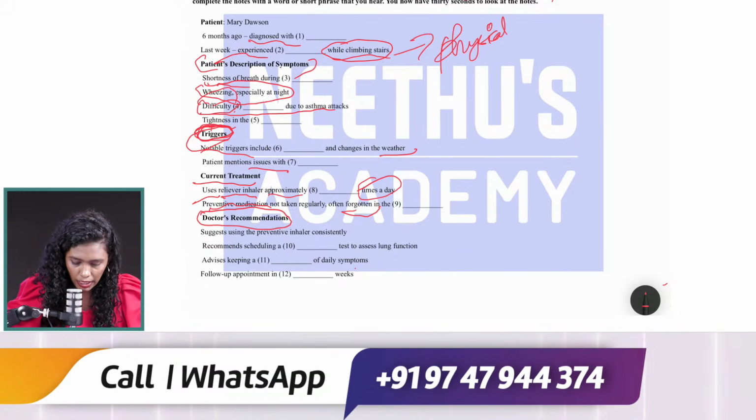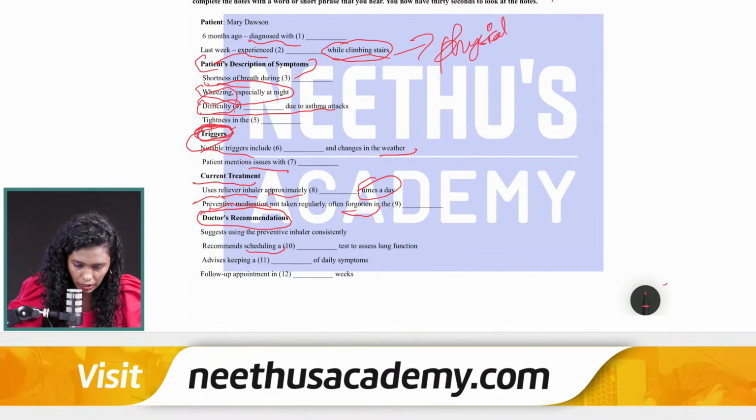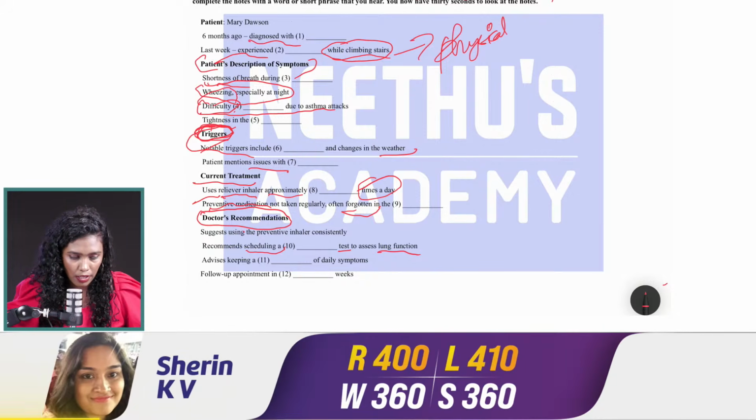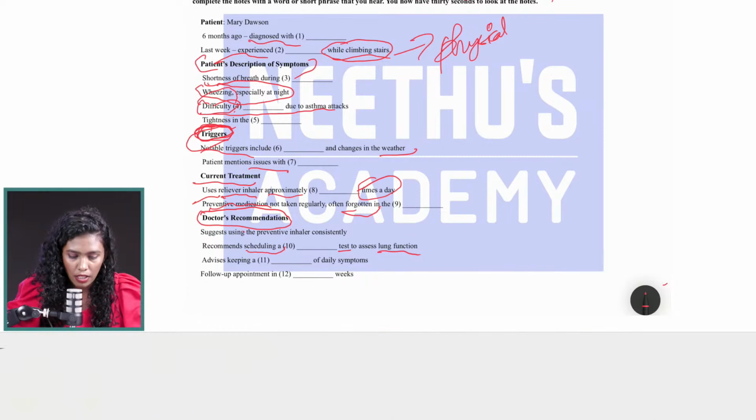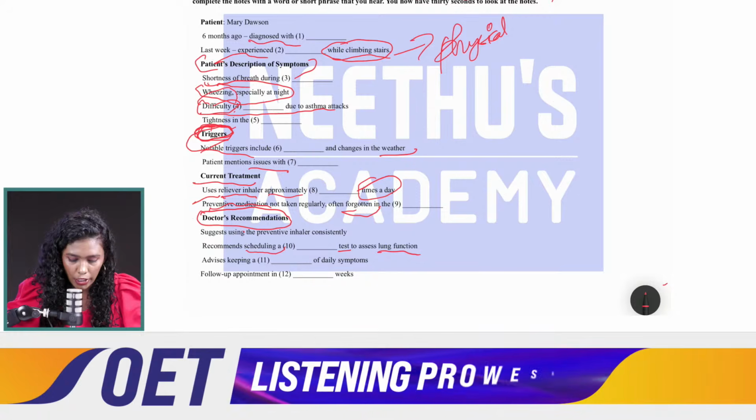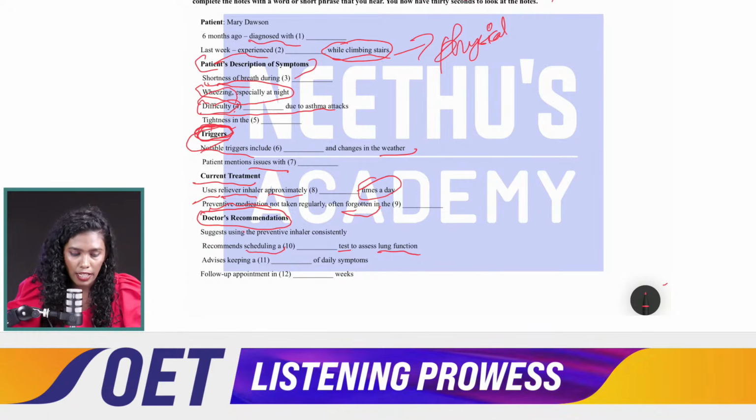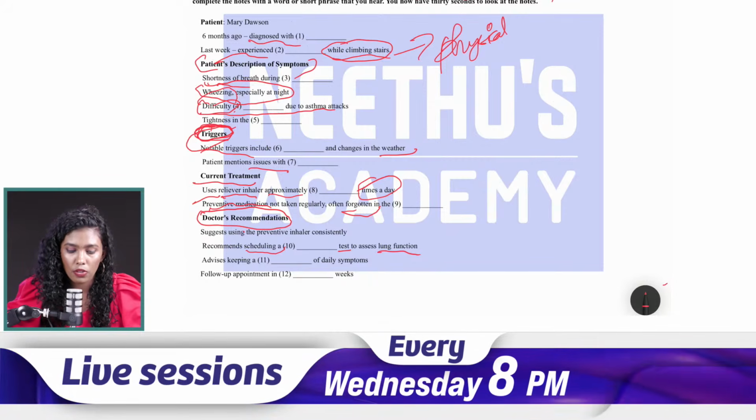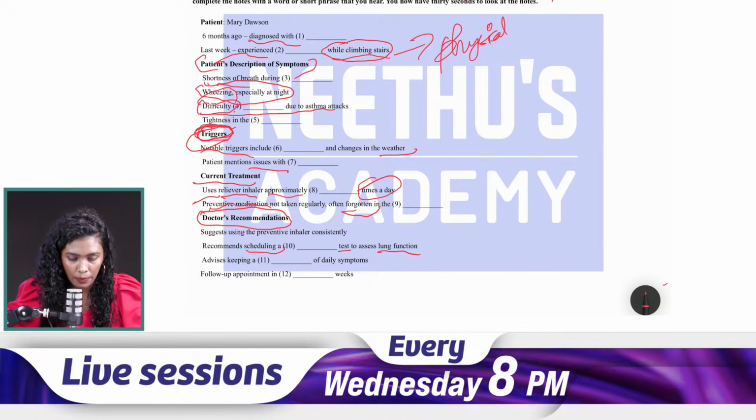So here, we can use the keyword scheduling, then we have test over here, and you can take lung function, which will be your keyword. And is there any particular information? Yes, Banu, that can be some investigation. You're right. The patient might be scheduled for a test or any investigation procedure to assess the lung function. Yes, you're right. Thank you.